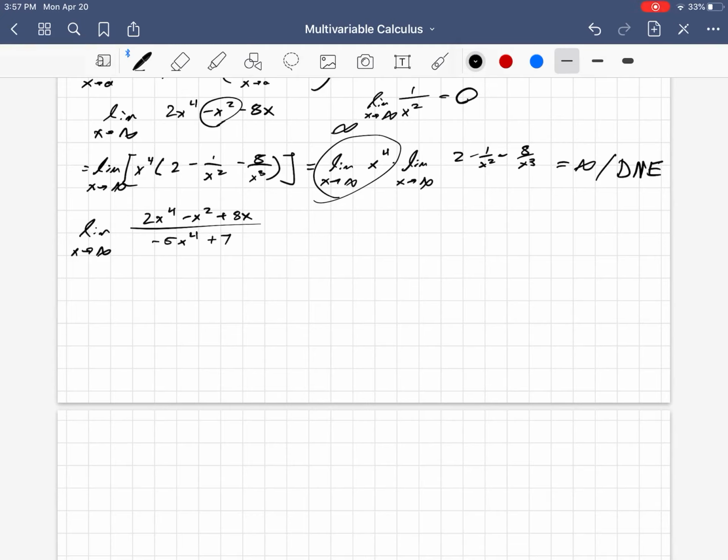So let's do an example. Let's do the limit as x approaches infinity of 2x to the 4th minus x squared plus 8x over negative 5x to the 4th plus 7. Now, I know from just looking at this limit that the answer is going to be negative 2/5.